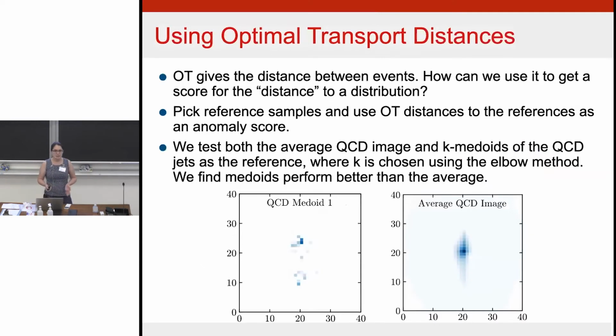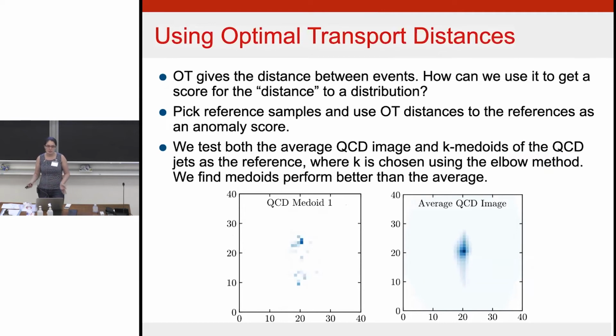But of course, optimal transport is only the distance between two events. So how do we apply this to anomaly detection? We need to get a distance to a distribution rather than a distance to an individual event. To do that, we decide to pick reference samples from our distributions and use optimal transport distances to the references as an anomaly score. So what do we use for our reference samples? Well, we want to be doing unsupervised anomaly detection, so we choose our reference samples to be QCD images because we want them to be our background.